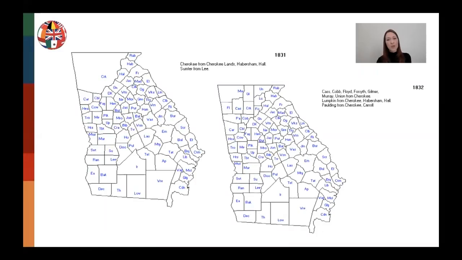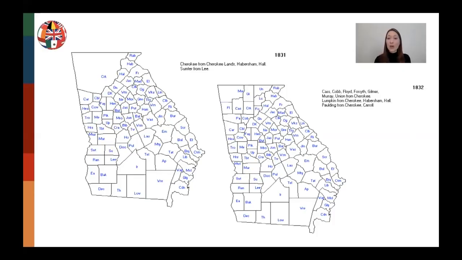So going back, if my person was born even a year or 2 sooner than I think, like in 1831, it was all part of Cherokee lands. So that's something I didn't know. Now I'm going to learn a little bit more.